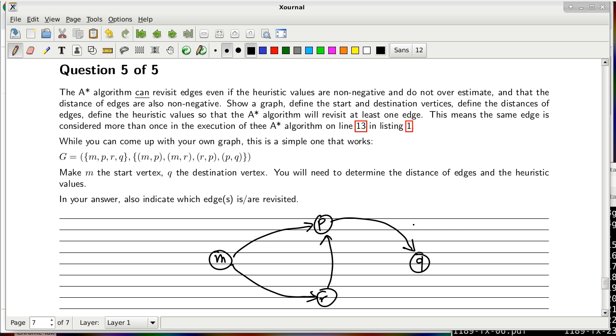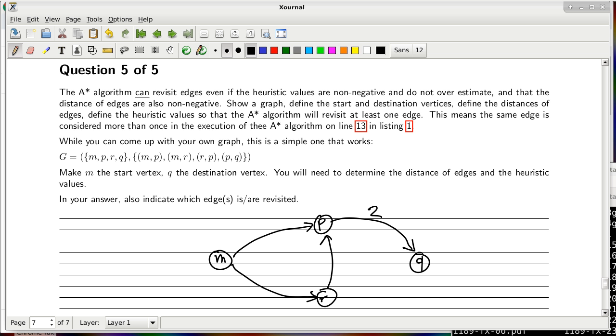Is that okay? All right, so now that we know PQ is going to be revisited, the cost or the distance of that edge really does not matter because it is the same edge from the perspective of the two potential paths from M to Q. So I'll just give it 2, doesn't really matter. But the other ones are important because I need to trick the algorithm to go for one path which is not the shortest one, and then it has to go back to go for the other one.